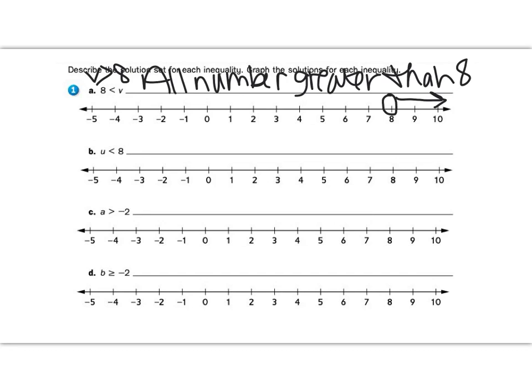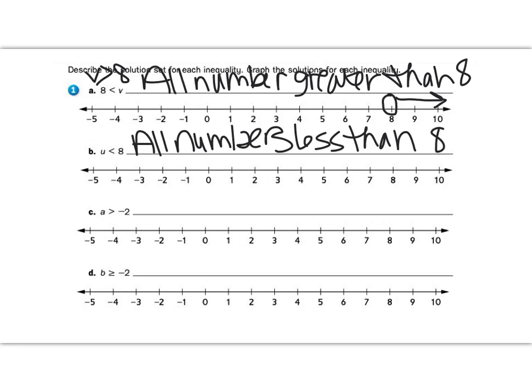This reads u is less than 8. So this would be all numbers less than 8. So that means it does not include 8, but it's all the numbers smaller than 8. So I'm going to put an open circle on 8 and an arrow pointing to the left. And by doing that, that means that 8 is not included in the solution set, but all the smaller numbers are.